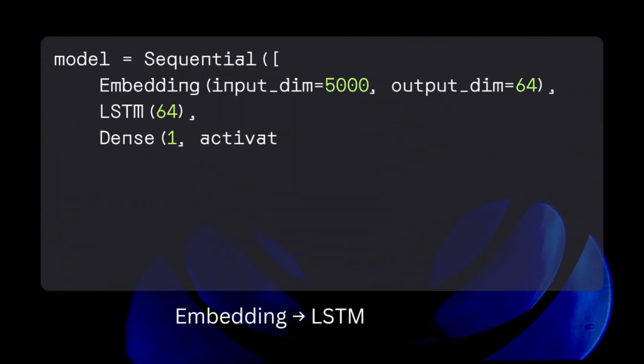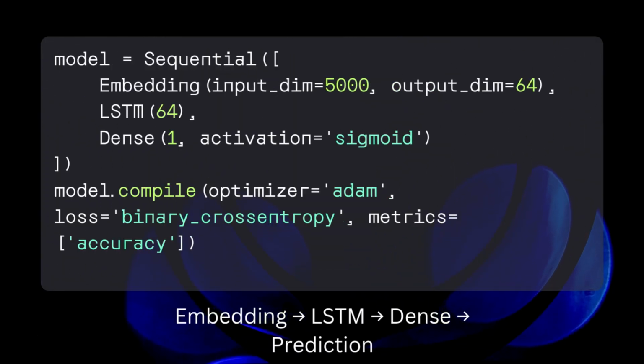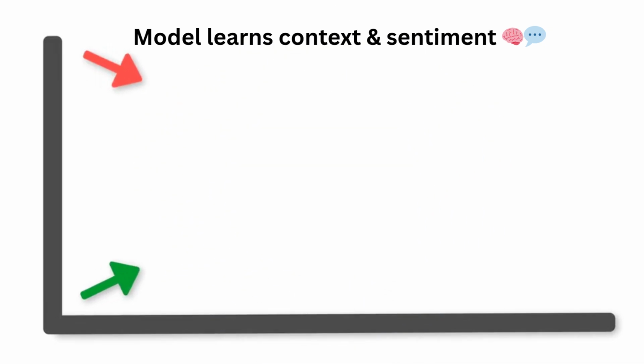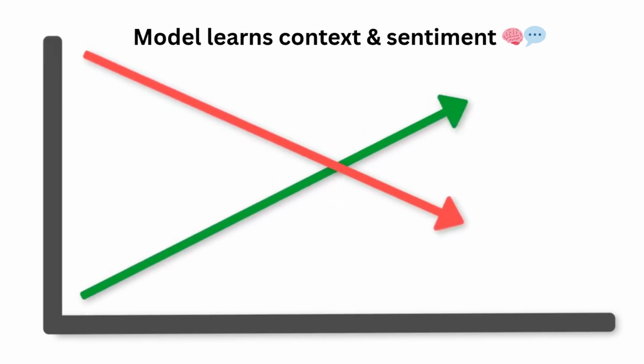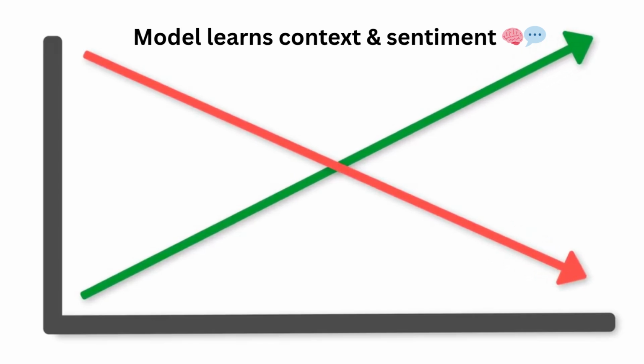We train the model on thousands of labeled reviews. During training, it keeps adjusting its internal weights, learning patterns that define positive or negative sentiment. After a few epochs, the model starts understanding text context, just like how humans learn tone and meaning.